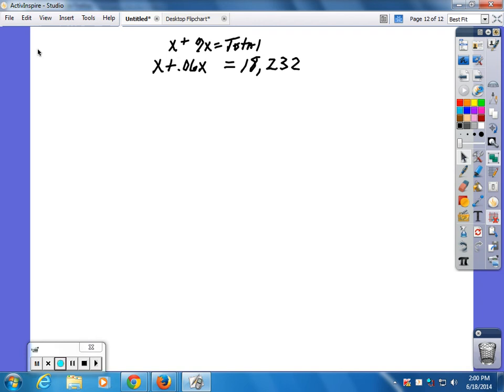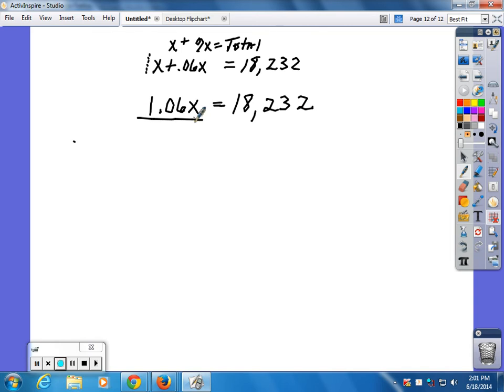So what do we get on the left-hand side? 0.06 times 2X. What'd you say? 0.06 times. Look at it again. 1.06X is equal to 18,232.